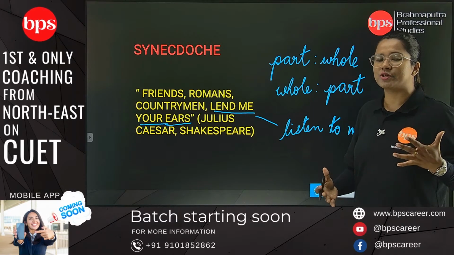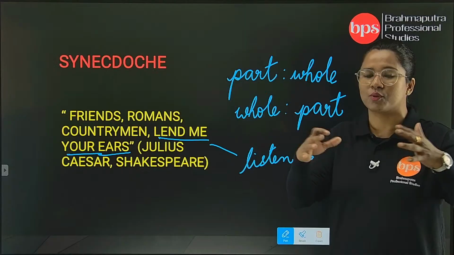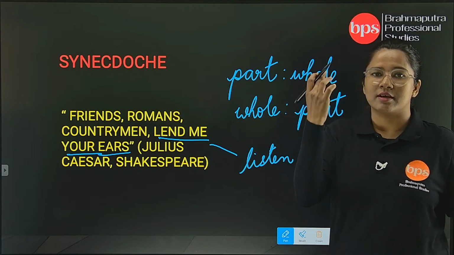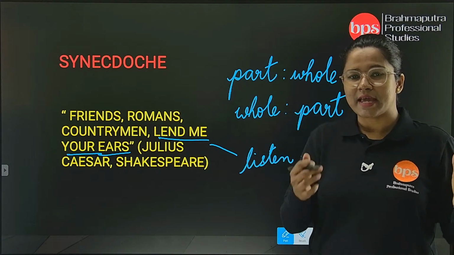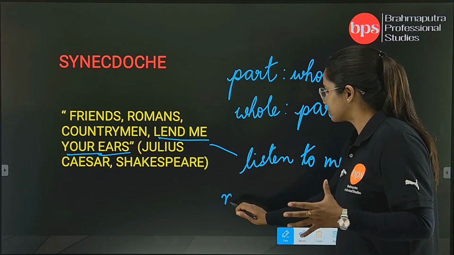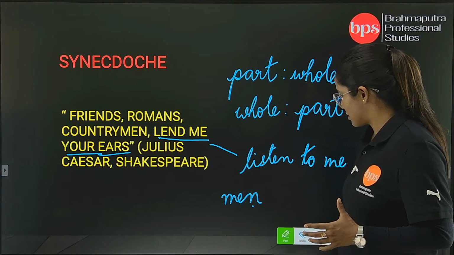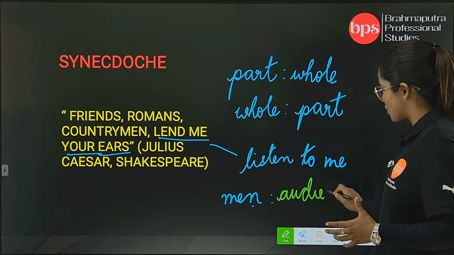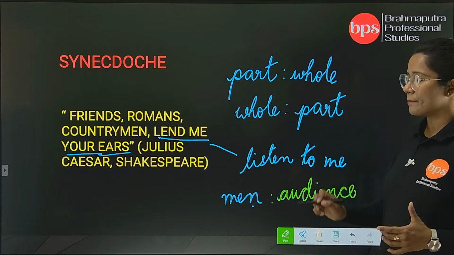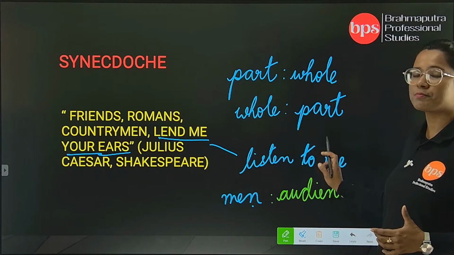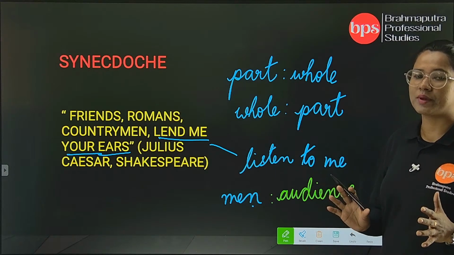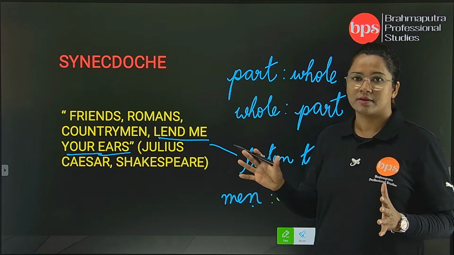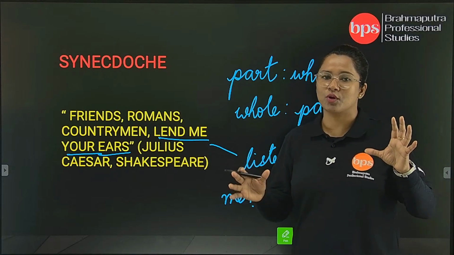So whenever you are trying to express something as a whole, for the audience you are trying to say, come on men, men in case of the whole, in case of men for the whole audience. So whenever there is a ratio between the part and whole, or whole and part, we will identify the figure of speech as synecdoche. Okay, is it clear? Part and whole or part.